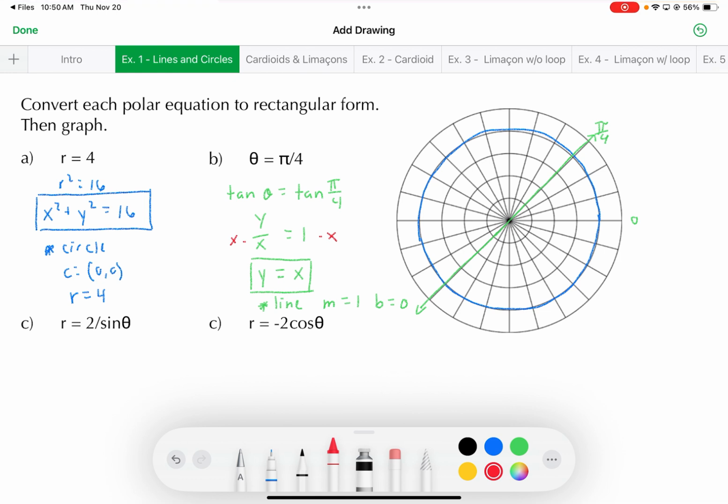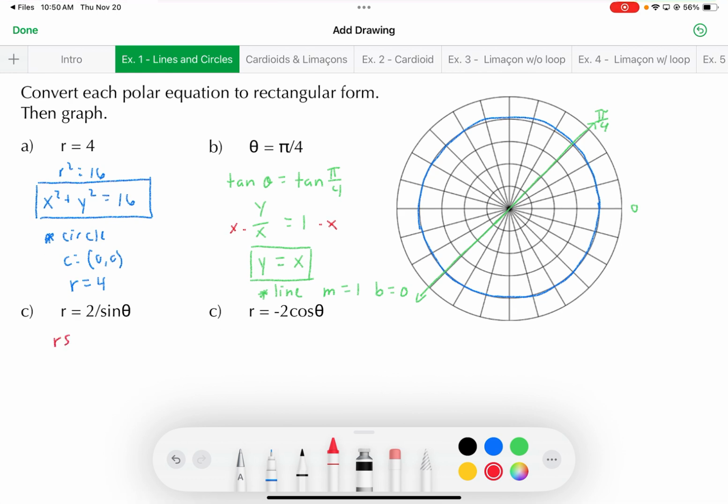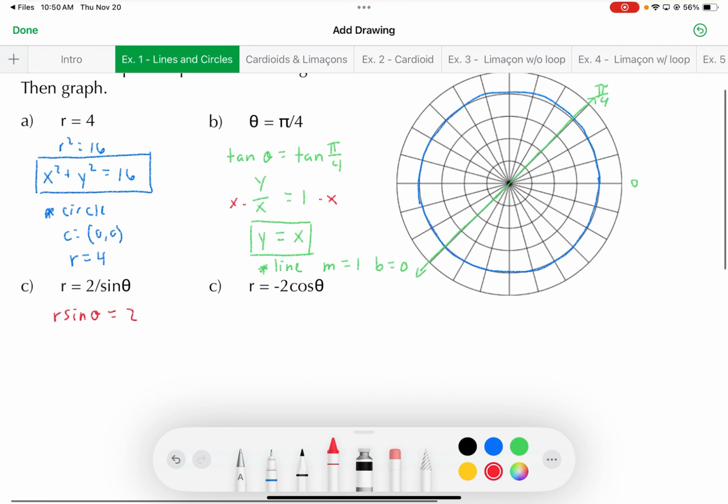All right, pick another color. R equals 2 over sine theta. I could just multiply both sides by r there, or I'm sorry, by sine. I end up with r sine theta equals 2. Well, what's r sine theta? Isn't that y? What does y equals 2 represent? If I were to graph that. Yeah, that's a horizontal line.